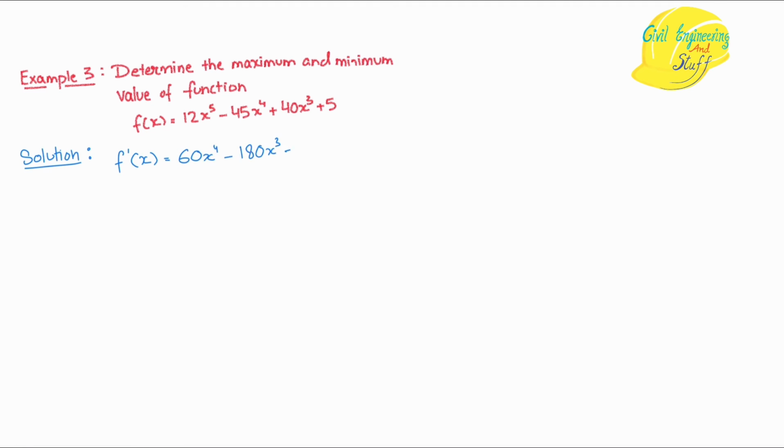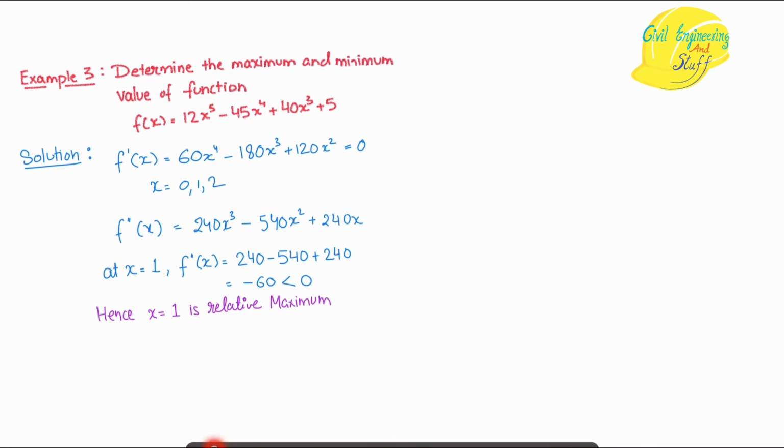So f dash x equal to 60x to the power 4 minus 180x cube plus 120x square equal to 0. Through this we have x equal to 0, 1, 2. Now we will see at each respective point, 0, 1 and 2, what is the behavior of the function.